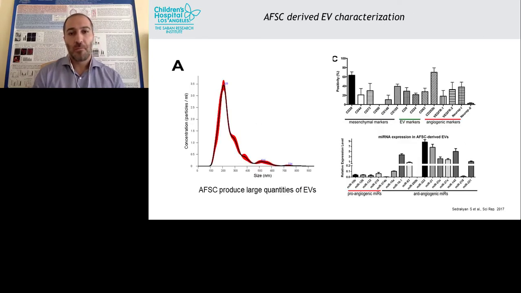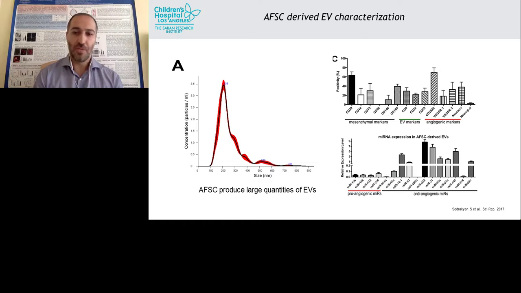So just like any other cell, AFSCs do produce a lot of extracellular vesicles, and we isolated them using ultracentrifugation and characterized them by nanosite. We can say that AFSCs produce large quantities of EVs so that they can be injected in large numbers of animals. By nanosite, we characterized their size to be roughly about 200 nanometers in diameter. These EVs express typical mesenchymal and extracellular markers such as CD9, CD63, as well as angiogenic markers such as VEGF receptor 1 and receptor 2.